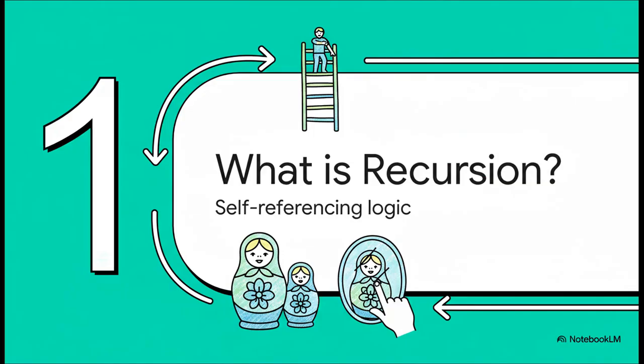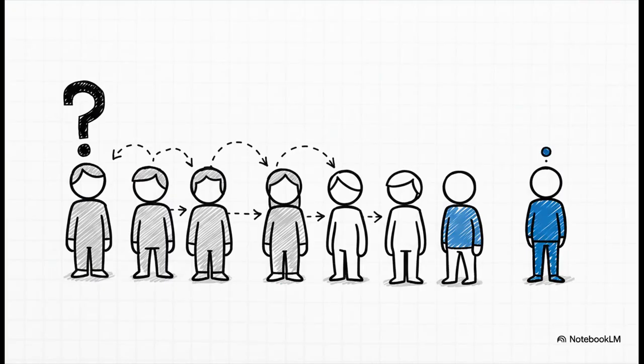All right, section 1. So what is recursion really? Let's just forget about code for a second and use a really simple, non-technical analogy to get the main idea across. Okay, so picture this. You're at the front of a massive conga line, and you want to know how many people are in the whole line. Now, you could walk all the way to the back and count every single person, but that's a lot of work. So instead, you just turn to the person right behind you and ask, hey, how many people are behind you?